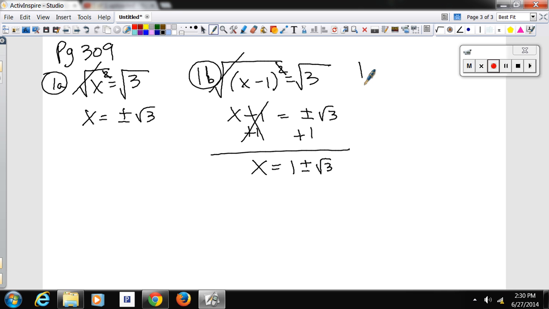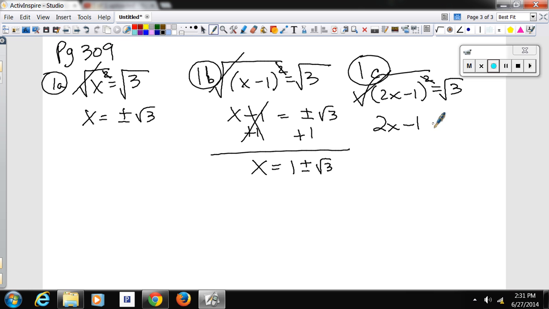And then 1c says 2x minus 1 squared equals 3. We're again going to square root both sides. The square root and the square cancel out. 2x minus 1 comes out, and you get a radical 3, but it's got to be a plus or a minus. You're going to get rid of the 1 first, and we know what to do with the 1 from the last problem. So you're going to get 1 plus or minus radical 3.